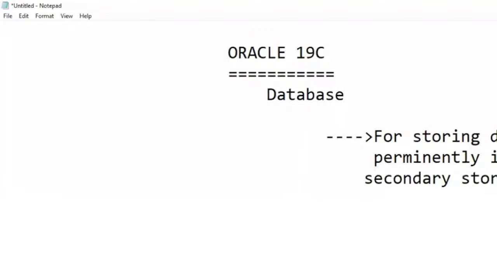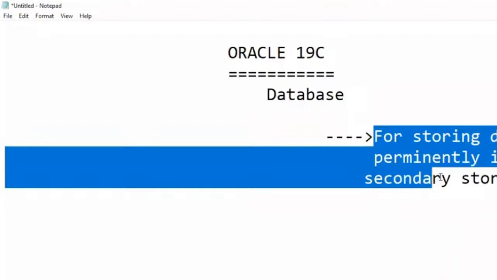Permanent. Suppose today we store data, then after 5 years, 10 years, 20 years, even 100 years after, your data is available and you are using it. That's why Oracle is a product from Oracle Corporation, with version numbers. This is a database product, one of the popular relational databases. The purpose is storing data permanently in secondary storage devices.